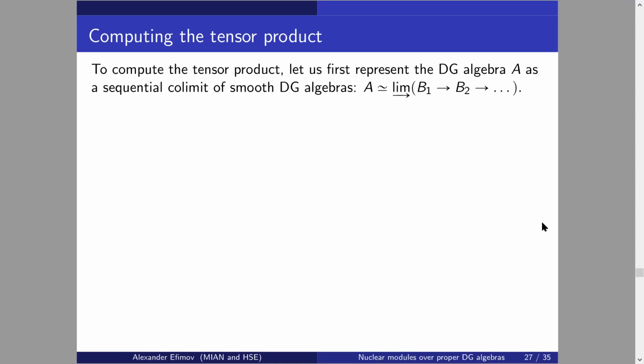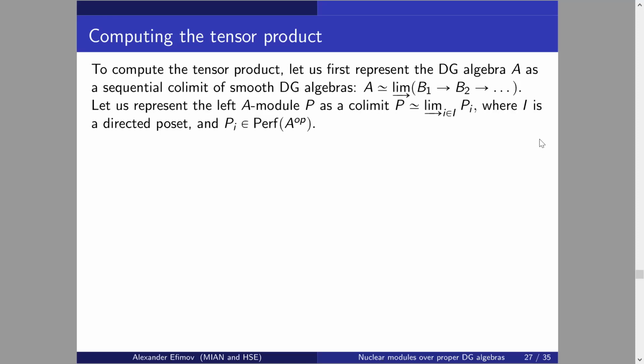Now, to compute the tensor product, I'll just explain how this is done. Let's represent our DG algebra as a sequential limit of smooth DG algebras, so a limit of B1, B2, B3, and so on. It's more or less obvious that this can be done. It can be done for any DG algebra whose underlying complex is Aleph1 compact, I mean, just a countably generated semi-free K model.